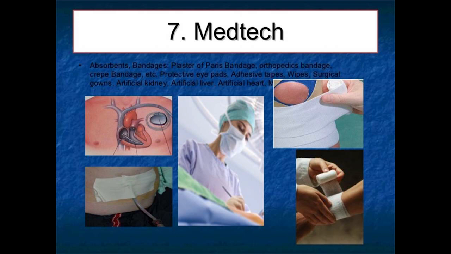That means the textile materials we are using in the medical field. So everything comes under medtech. Here I have given some applications like absorbent bandages, plaster of Paris bandages, orthopedic bandages, and then crepe bandages, etc. Mainly it is used for protective eye pads, adhesive tapes, wipes, surgical gowns, and even artificial kidney, artificial liver, and artificial heart. So everything comes under the medtech.